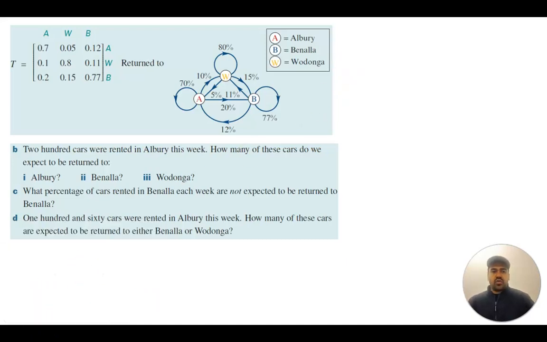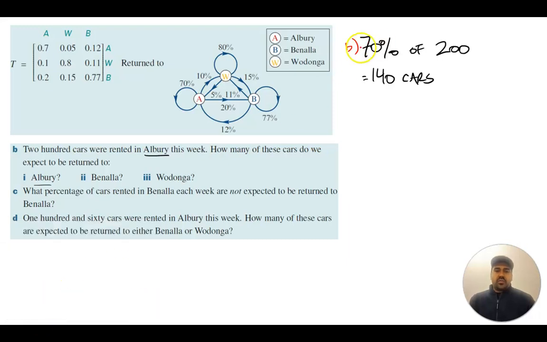For question B, 200 cars were rented in the town of Albury within the week. How many of these cars do we expect to be returned to Albury, Benalla, and Wodonga? So they started at Albury, and we're finding percentage distributions for these 3 places. So in other words, if we start off in Albury, and we end in Albury, which is this one here, we're expecting 70% of those cars, which specifically is 200, to be returned back to Albury. So if 70% of 100 is 70, 70% of 200 is 140. So this is going to be 140 cars.